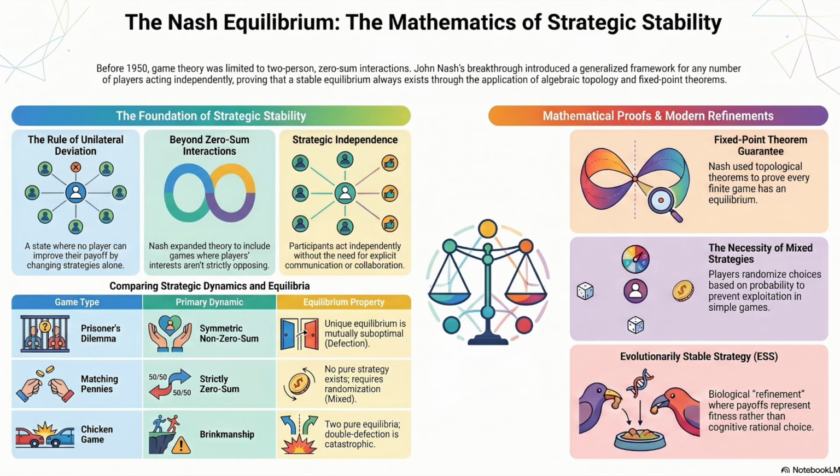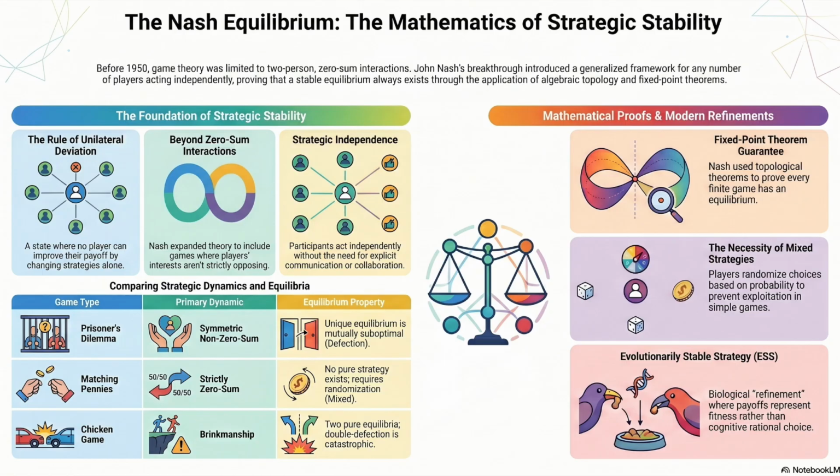Let's say you are choosing between option A and option B. You set your probability percentages so that no matter whether your opponent chooses their option X or their option Y, their expected payoff is exactly the same. And if their expected payoff for X is identical to their expected payoff for Y, they have no mathematical incentive to switch. They are stuck.